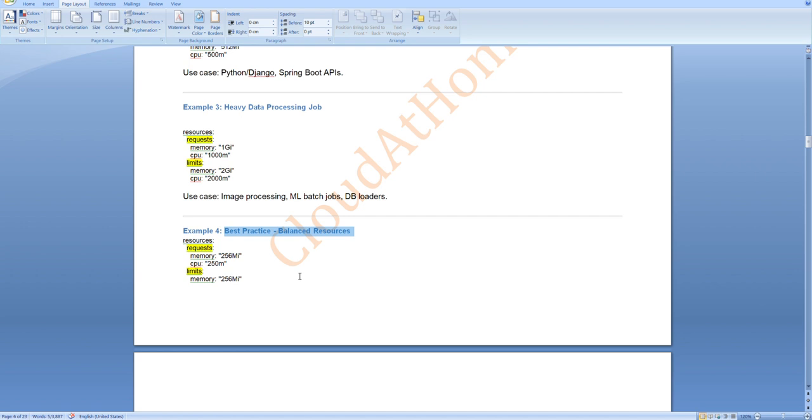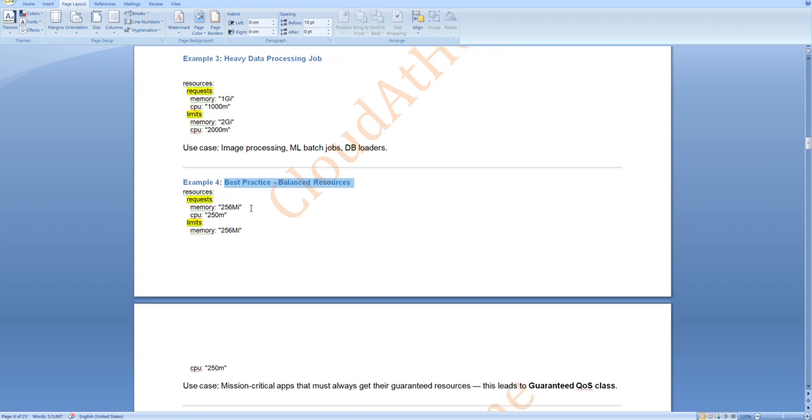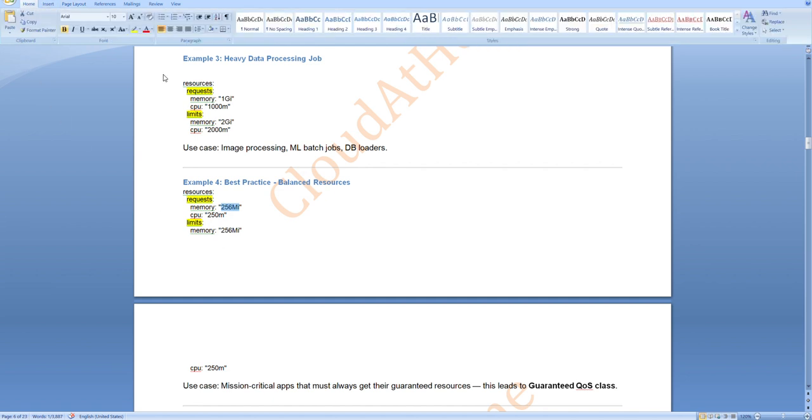Next one is balanced resource. What is this balanced resource? When we say balanced resource, you notice your requests and limits are the same. Request memory here is 256 and CPU is also 250, so both the details are matching here. When we see this kind of thing, it is called balanced resource.